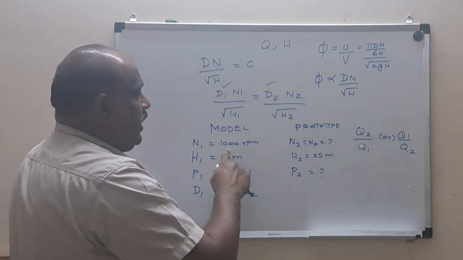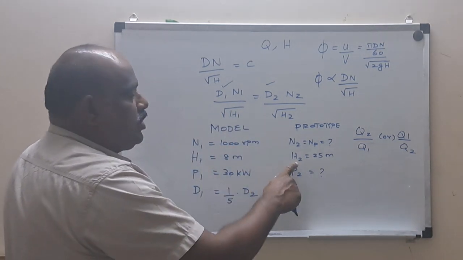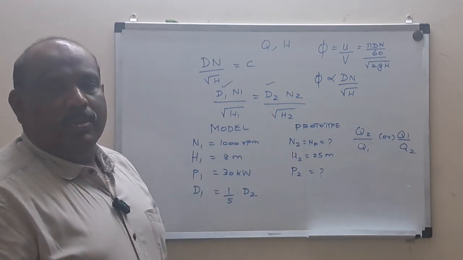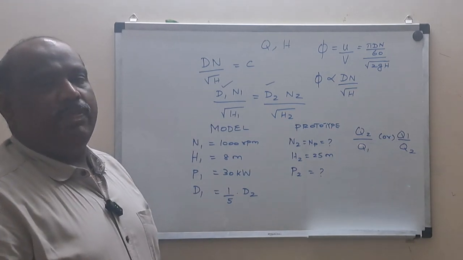What about N1? Yes, I know. What about h1? I know. What about h2? I know. What is the only unknown in this equation? N2. So we can find N2. One equation, one variable, is very easy to solve.